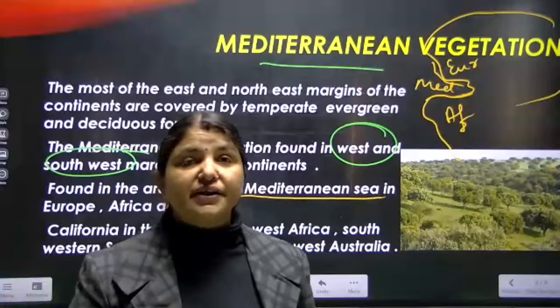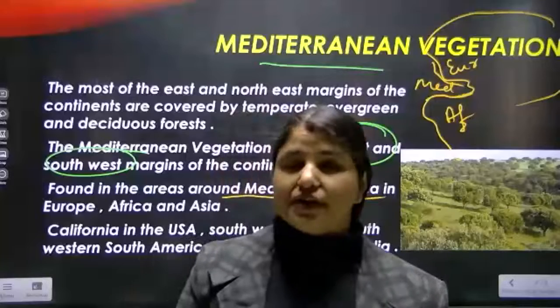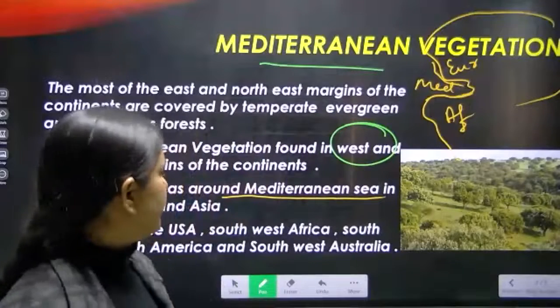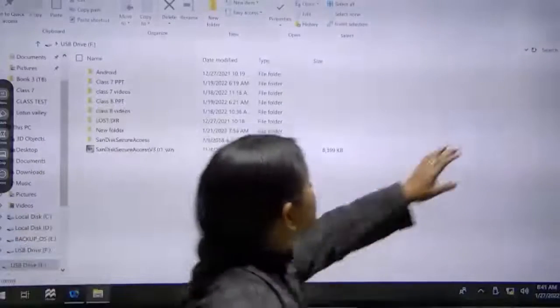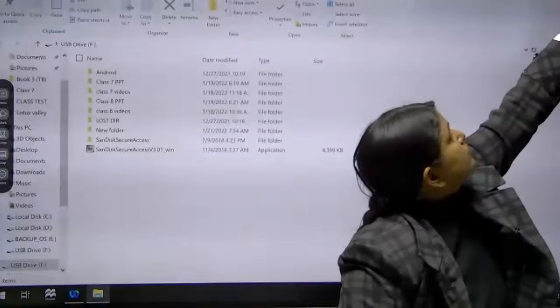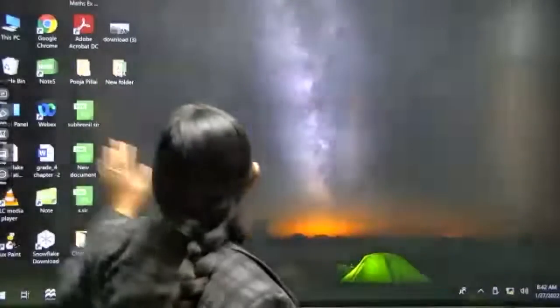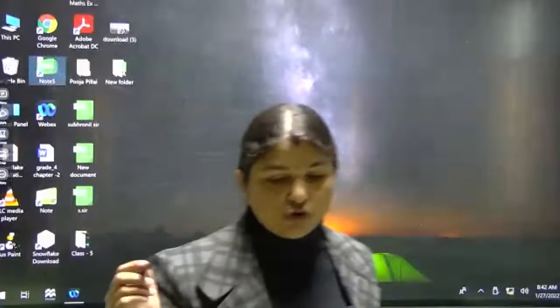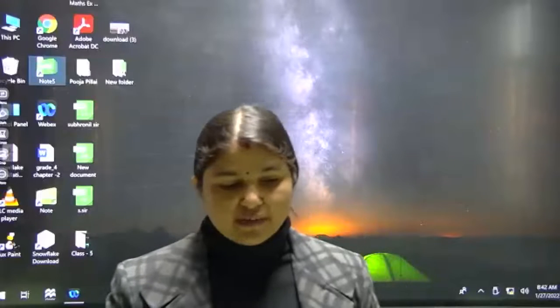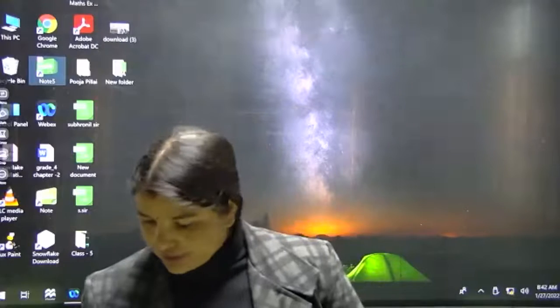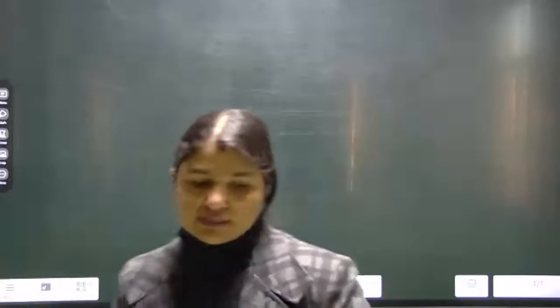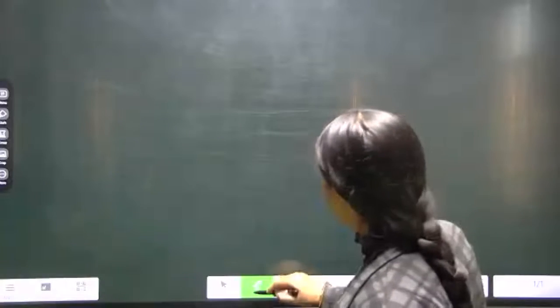There this Mediterranean vegetation is located. If anyone asks you where this Mediterranean vegetation is located, you can tell them, wait. I will show you on this board, so that you can understand the things in a better way, okay? So give me 1 minute, let the board start, then I will tell you. Now come to the topic, what I want to tell you all, that you have to see here.